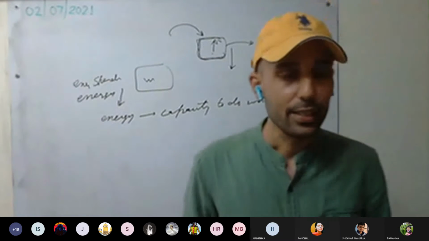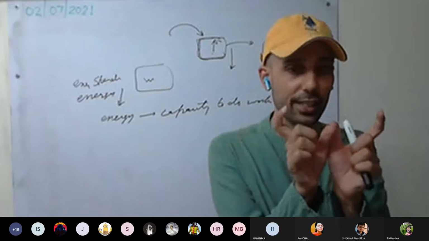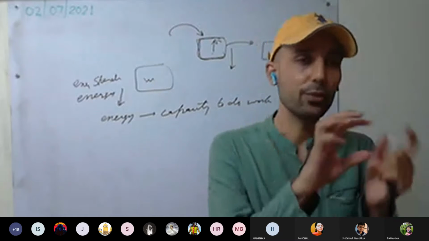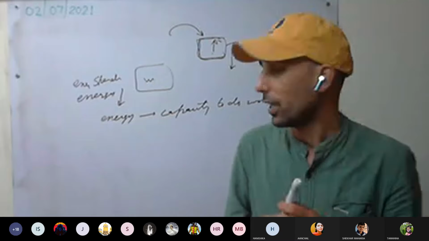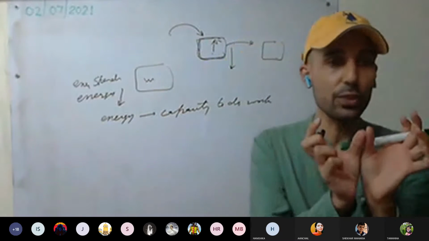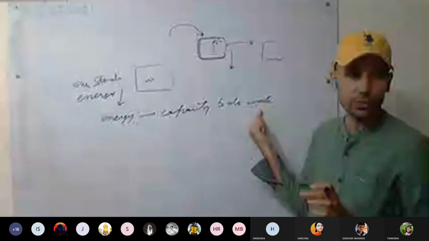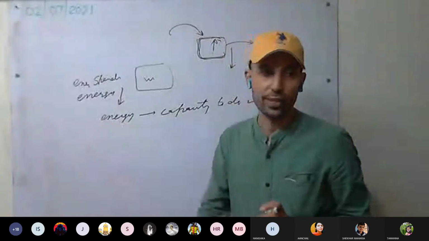Okay, so work done and energy, they are very related to each other. So sometimes we can use them interchangeably. Work done is the same as energy, we can say. That means whatever units of work there are, those will be the units of energy.